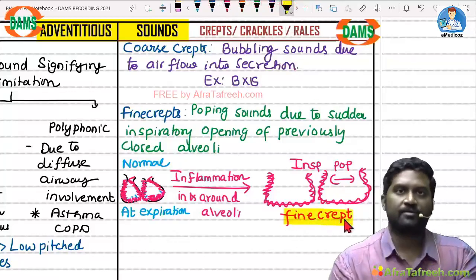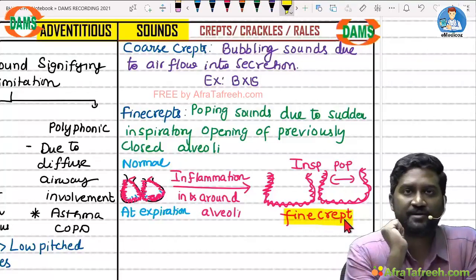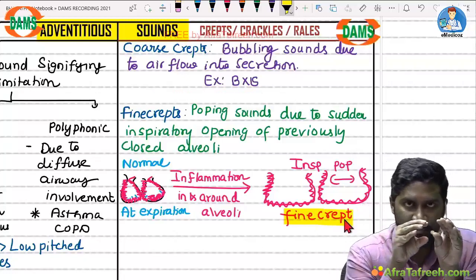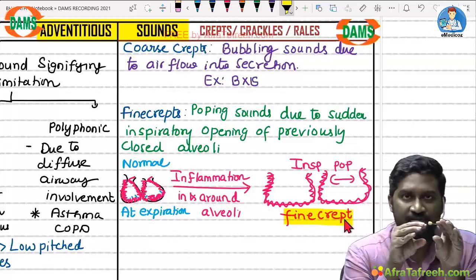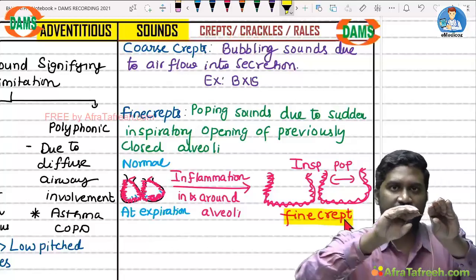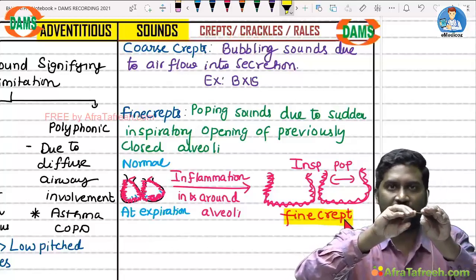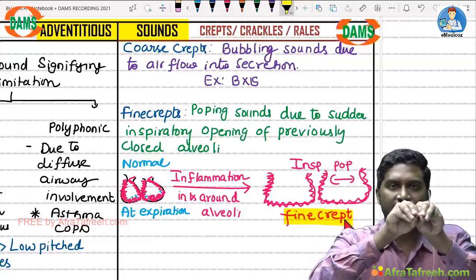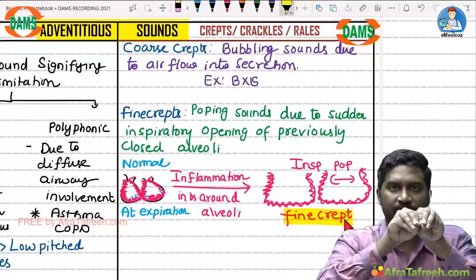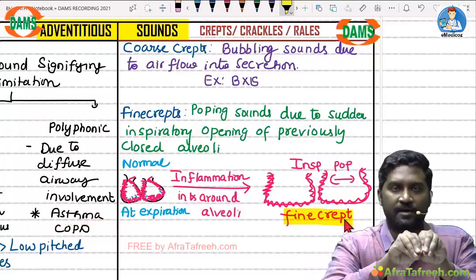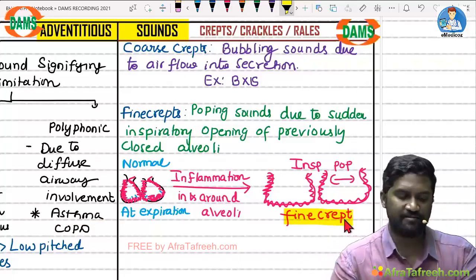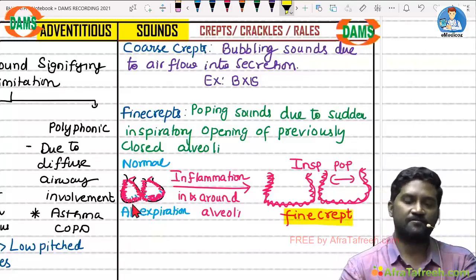Now you should get a doubt: why in a normal individual are fine crepitations not happening? See, in a normal individual, always at expiration, your alveoli are partially open. So whenever there is a disease in alveoli which can cause inflammation in and around alveoli, this will not allow the surfactant to function properly. So alveoli will close at expiration. During the next inspiration, all these closed alveoli should now open forcibly. When they open forcibly, they create a popping sound. This popping sound is called fine crepitation.